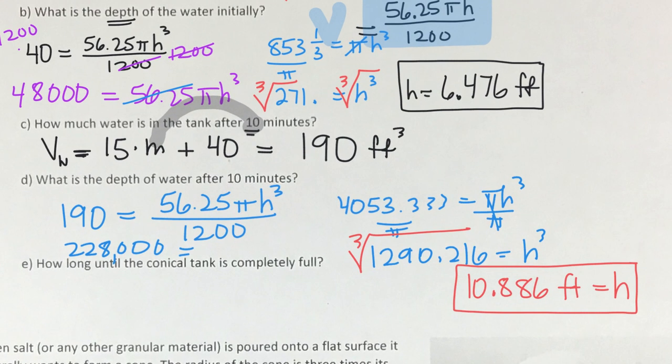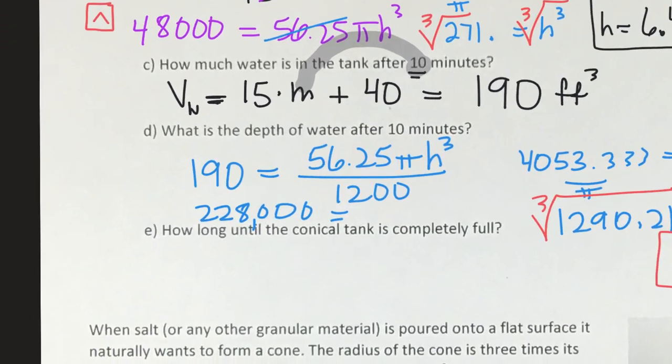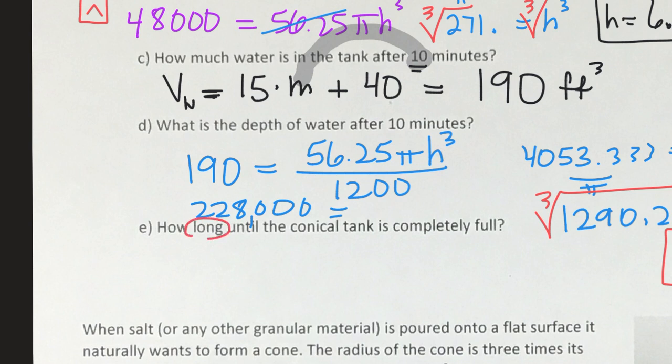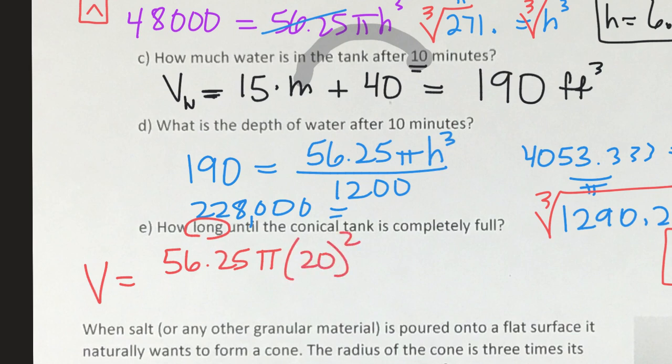And your last question: how long until the tank is completely full? So we need to calculate the volume of a full tank. If the tank is full, that means there is a height of 20. We could go back to the normal formula, 1/3 pi r squared h, if you wanted to. We know the radius is 7.5, we know the height is 20, but I've been using this formula for a while, so I'll just use this one.